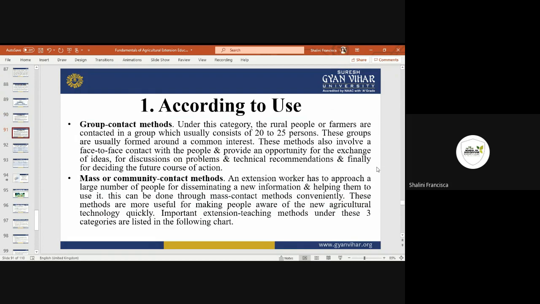The second one is the group contact method. Under this category, the rural people or the farmers are contacted in a group which usually consists of 20 to 25 people. These groups are usually formed around a common interest. So you are explaining your idea as an extension worker to 20 to 25 farmers, and these farmers are those who are interested in your program.